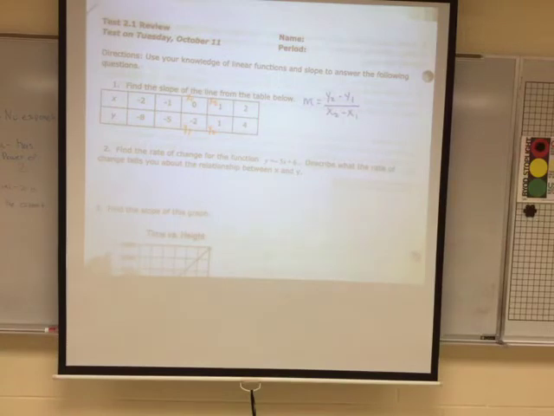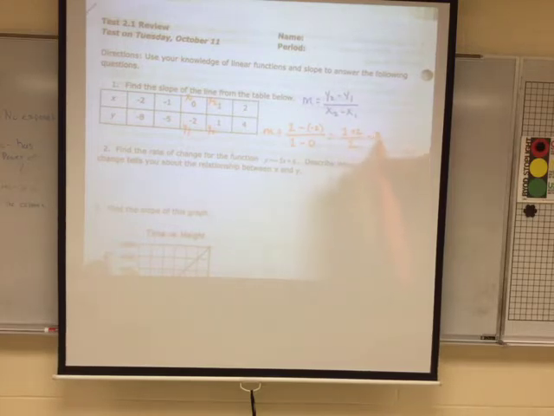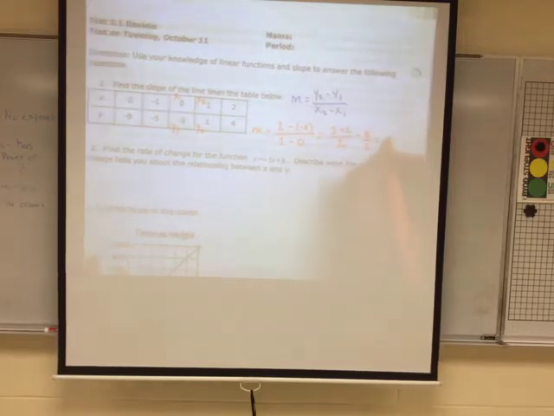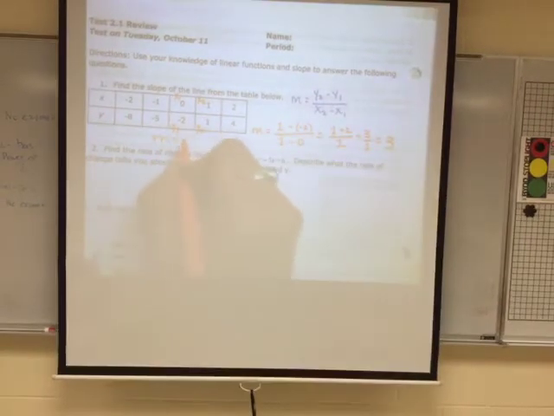It doesn't matter which 2 points you choose, remember? You can use any 2 points from the table. So I'm going to plug those into my equation. So I've got y2 is 1 minus a negative 2 divided by 1 minus 0. All right, remember minus a negative, that's like distributing that negative 1. So that's going to be 1 plus 2 over, and 1 minus 0 is 1. 1 plus 2 is 3 over 1. So my slope for this relationship is 3.